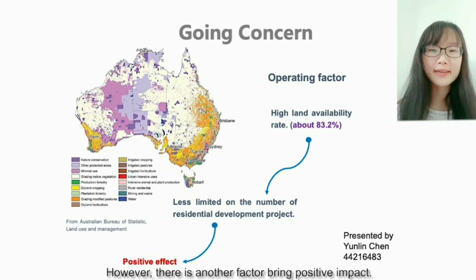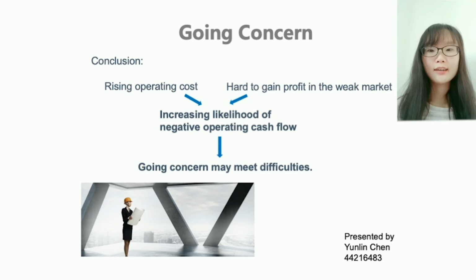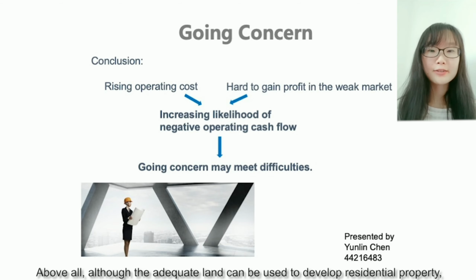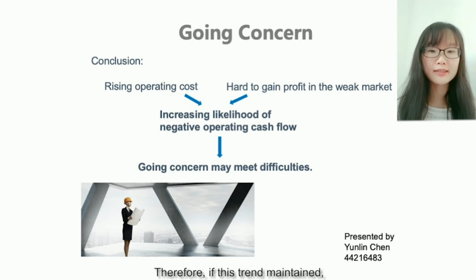However, there is another factor bringing a positive impact. The land availability rate in Australia is high. Due to the adequate land resources, the company can continue to develop residential land, build apartments or houses, and then gain profit. Above all, although the adequate land can be used to develop residential property, it is hard for developers to gain profit with the increasing operating costs in the weak market. Therefore, if this trend is maintained, the going concern of this industry will have problems.